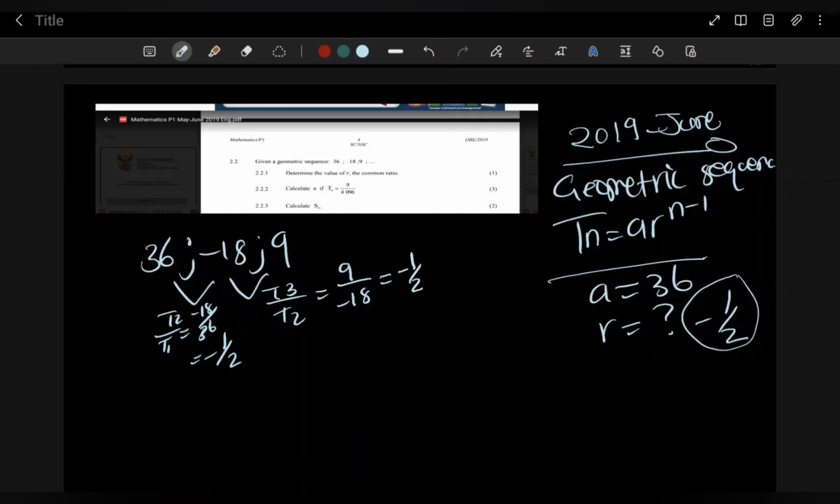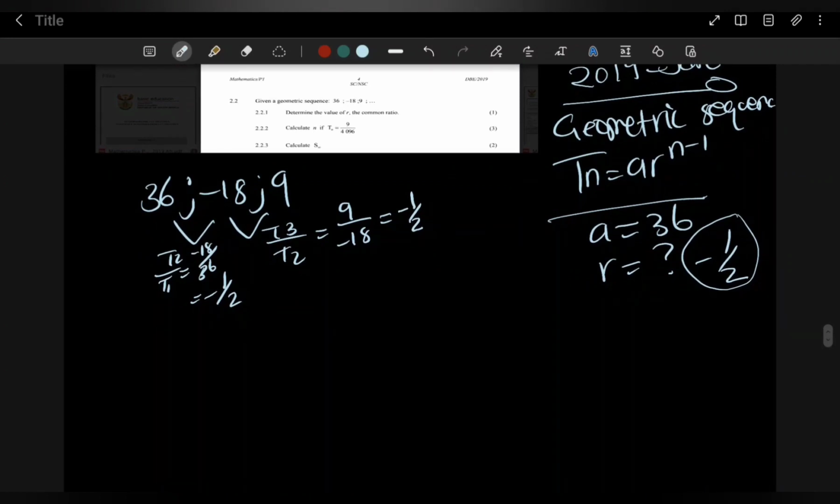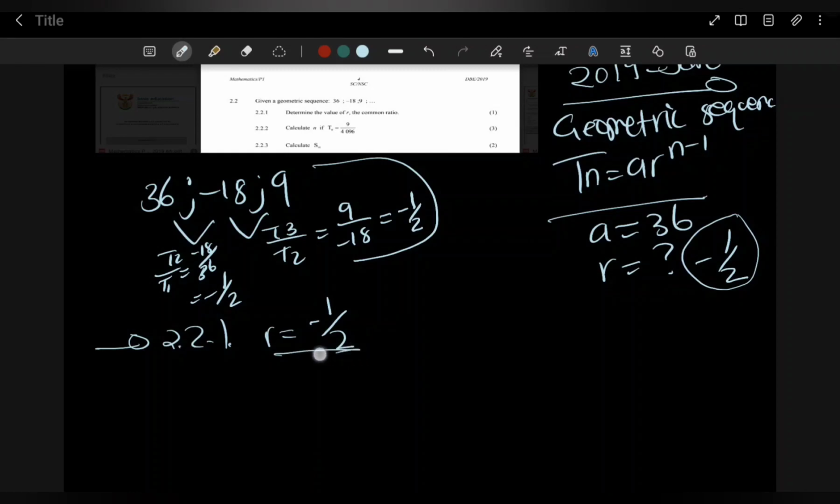So from that, now you are told to determine, oh, okay. So even just noting down what you are already given, you've already answered the first question, because 2.2.1 was saying determine the value of r. So already you know r equals negative 1/2. But the best thing you can do is actually show this calculation, because if you just write it like this, it looks like you got it from your neighbor. Looks like you copied it. So just show them this step in the answer.